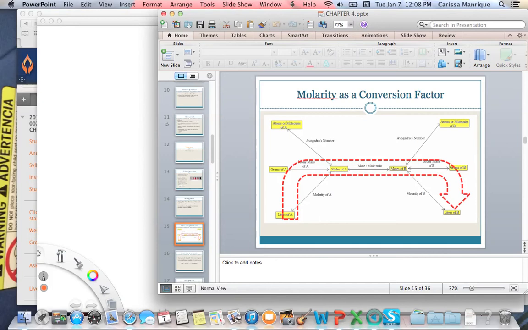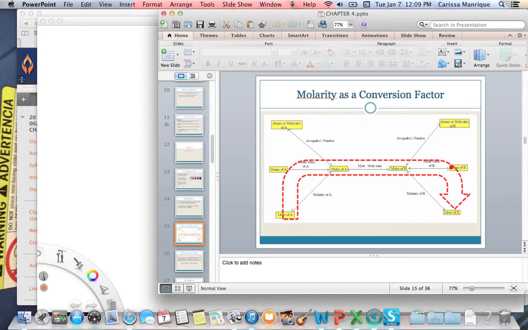It's a lot like grams of A to grams of B we did in chapter 3. Here are grams of A to grams of B. We went from grams of A to moles of A using the molecular weight. Then we went from moles of A to moles of B using the mole-to-mole ratio. Then we went from moles of B to grams of B, again using the molecular weight.